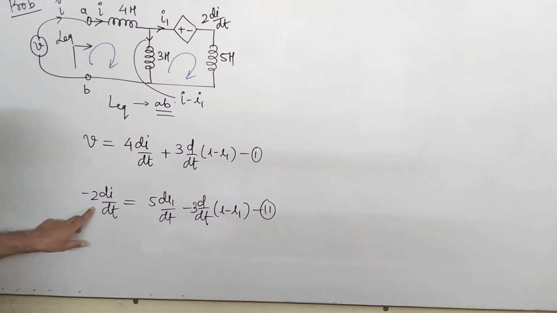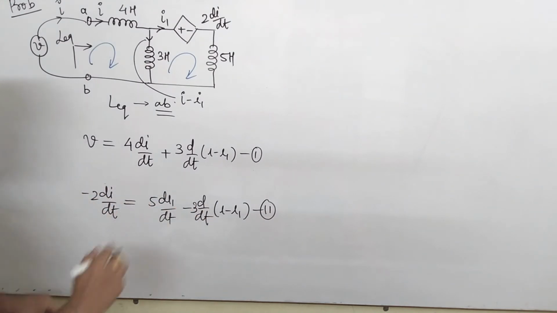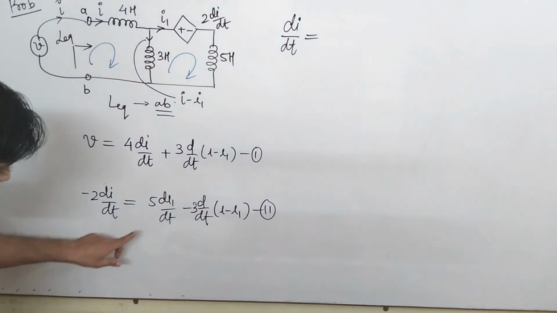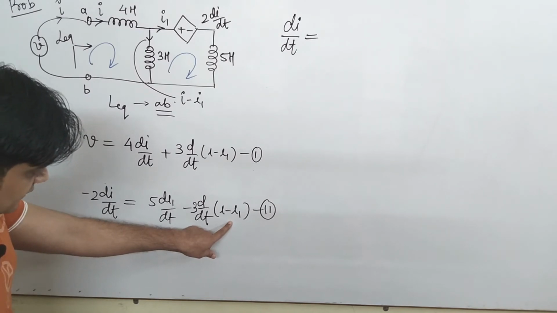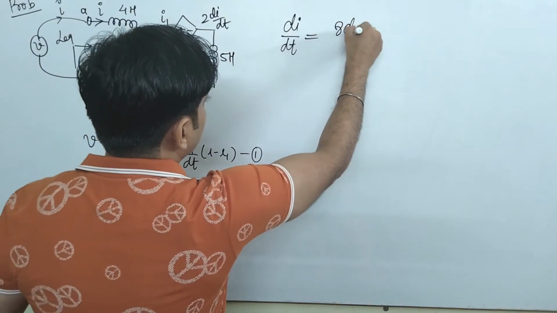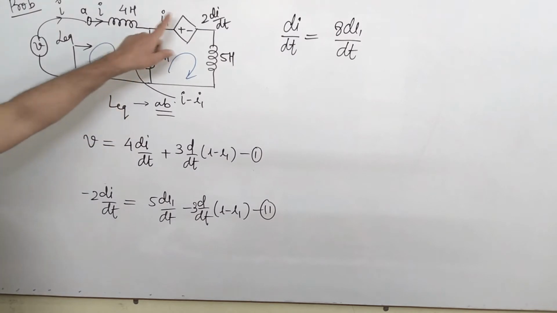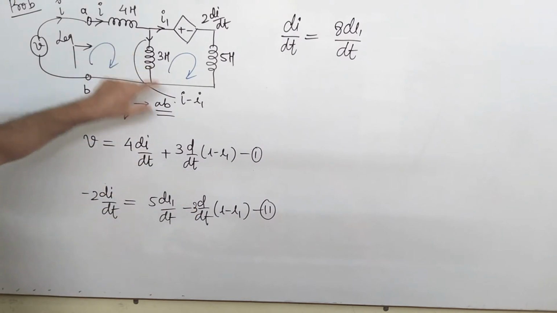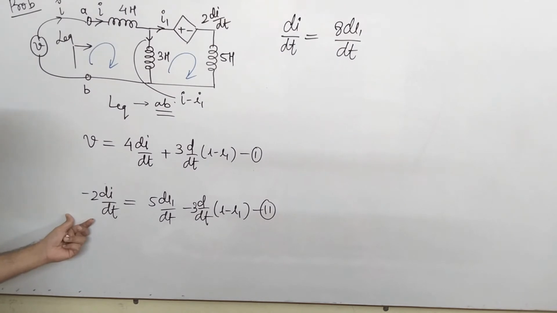From here it is minus of 2 di by dt, minus of 3 di by dt. I will take it here, so that comes to be di by dt equal to 5 di1 by dt, and minus minus plus 3, so that comes to be 8 di1 by dt. Once again, see, it is minus of 2 di by dt; we have applied this loop, that comes to be 5 di1 by dt, and then minus of 3 d upon dt, the current is I minus of I1. Just bring it here, so that comes to be di by dt equal to 5 plus 3, that comes to be 8 di1 by dt.